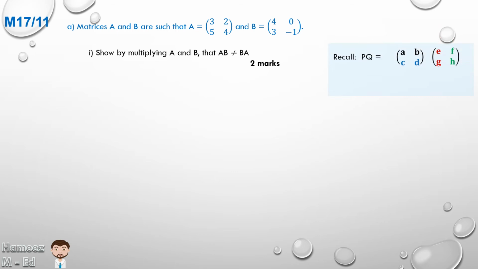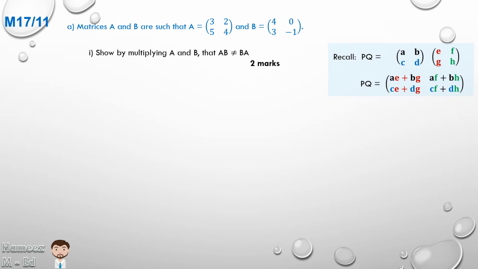We multiply the rows of the first matrix by the columns of the second matrix. And we've put them in different colors, the first row being black, and the second row being blue, and the first column being red, and the second column being green. So we're multiplying the first row, black items, by the first column, red items. So that will give us AE plus BG. And then the first row by the second column, black by green, it'll give us AF plus BH, and then blue by red, CE plus DG, and then blue by green, CF plus DH.